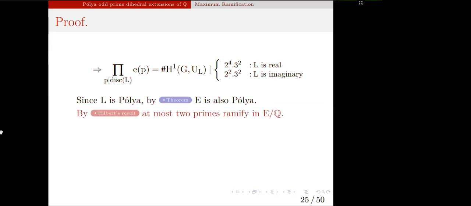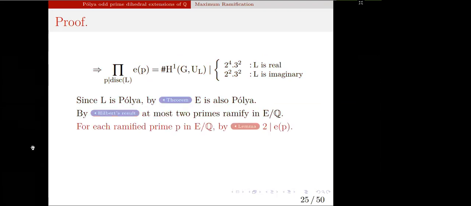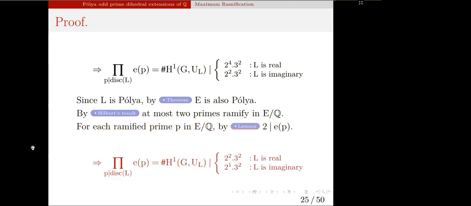On the other hand, as I said before, by Hilbert's theorem, for a Polya quadratic field there are at most 2 ramified primes. And finally, by the first lemma in this section, part 1 of the lemma, we see that for each ramified prime P in E, the ramification index of P in L would be divisible by 2. Summing up this argument, the product of ramification indices would be a divisor of 2 to the power 2 times 3 to the power 2 whenever L is real, and similarly when L is imaginary, the product of ramification indices would be a divisor of 2 to the power 1 times 3 to the power 2 as well.